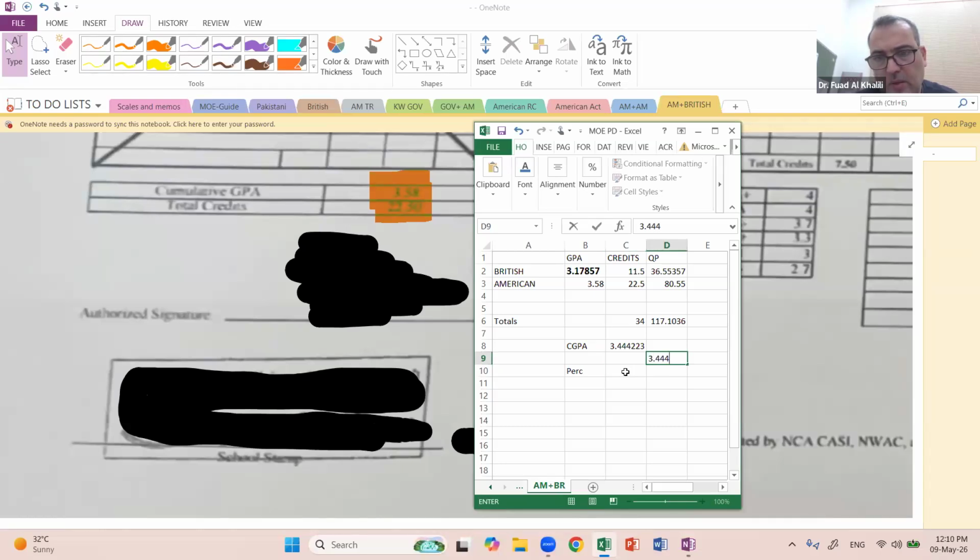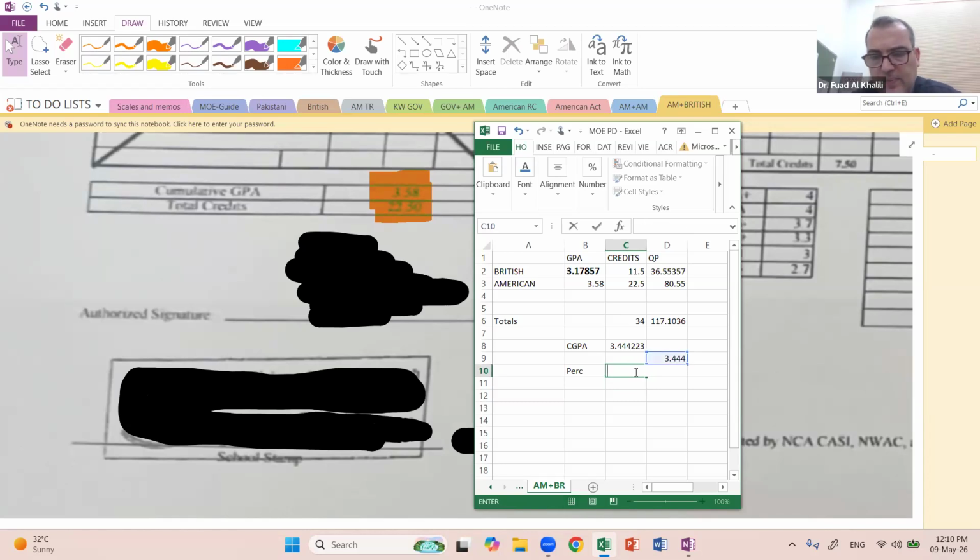3.444. Now, the percentage is equal to the GPA plus 1, multiplied by 20. That's it. The student got 88.88.